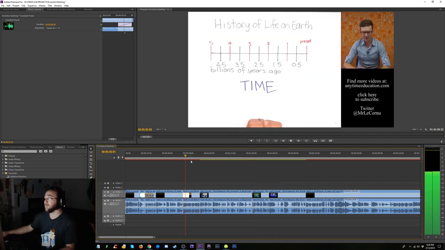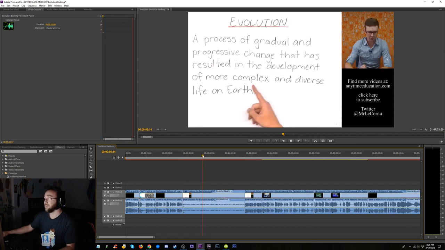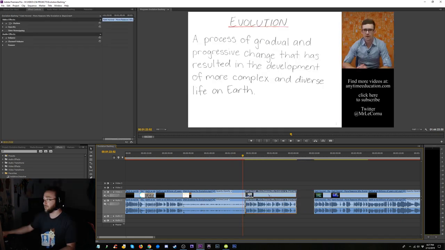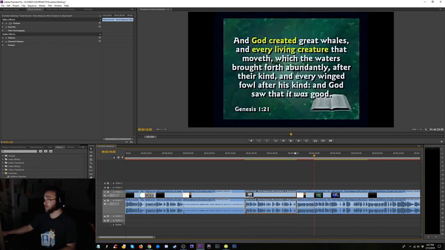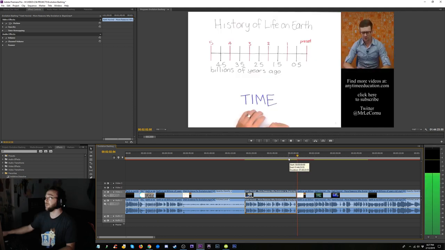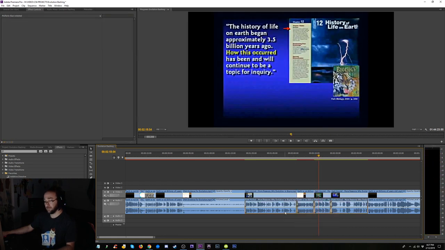So when you think about the fact that the Earth is... Right here. Let's paste this. And let's move this over here. Record of the event. That's stupid, okay? So when you think about the evolution to take place. This textbook says the history of life on Earth began approximately 3.5 billion years ago. How this occurred and has been and will continue to be a topic for inquiry. Let me give you the Hovind translation.